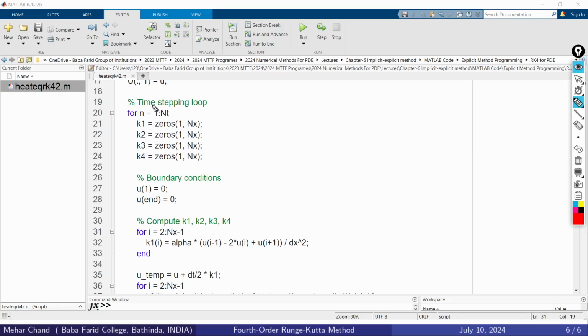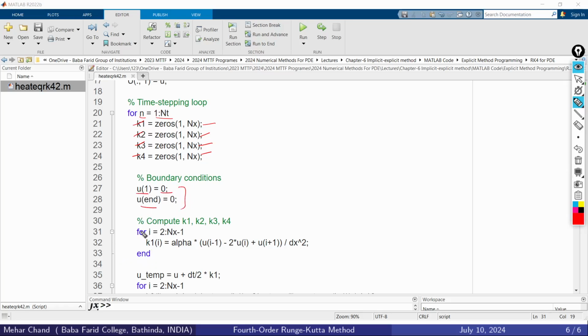After that, now we will apply the time stepping loop, and that will vary from 1 to Nt. A for loop will be applied, so n will be equal to 1 to Nt. K1, K2, K3, K4 zero vectors for all these will be generated for 1 to Nx by using the zeros function. Then the boundary conditions: at the left boundary and right boundary the values are zeros. So u1 is equal to 0, and on the right boundary this is also 0.